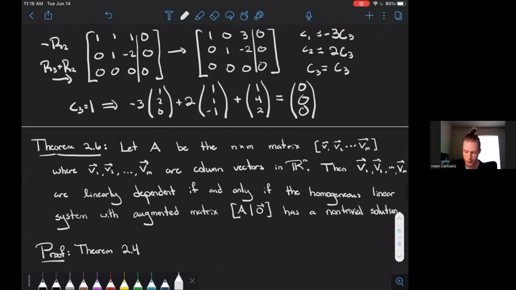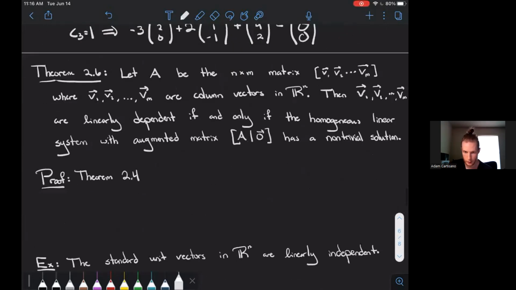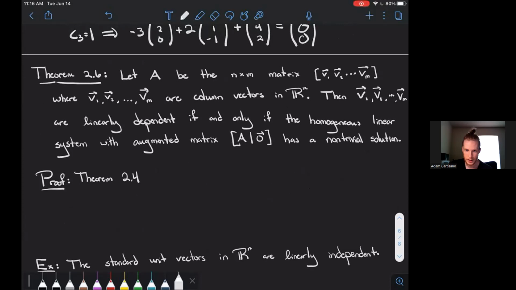Okay, let's distill that process into a theorem. So let A be the n by m matrix with columns v1 all the way through vm, where the vectors v1 through vm are column vectors in Rn.